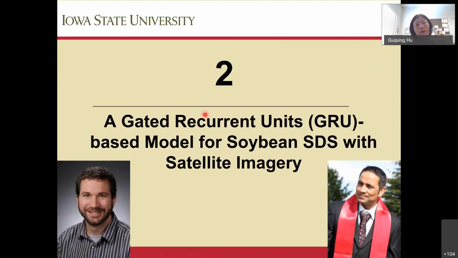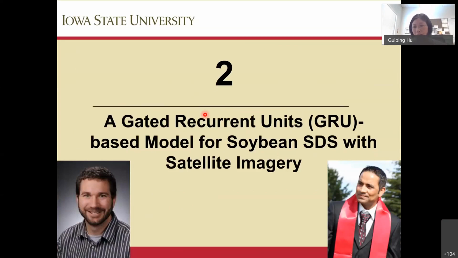So the next one is work that a PhD student of mine is doing with Darren Muir from plant pathology and Yuba in the same department. In this study, we were using what's called a gated recurrent unit, which is similar to a recurrent neural network, for soybean sudden death syndrome detection with satellite imagery.